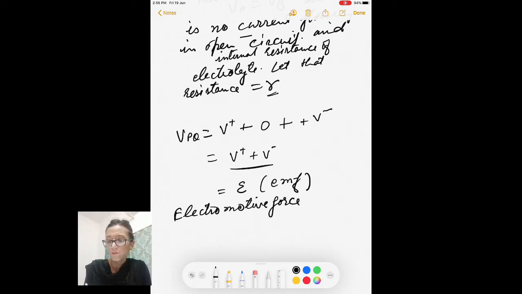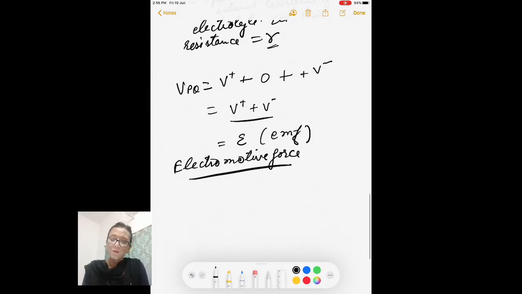Electromotive force. The name misleads you towards some force, but this is due to an error that was made in history, so it is named as force, but it is work done. What is electromotive force? Electromotive force is work done, because here you have potential, and potential used to be work done. So electromotive force is work done.